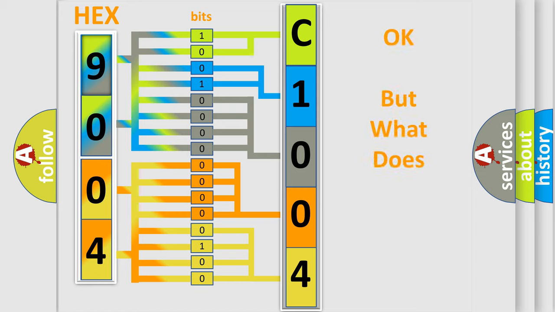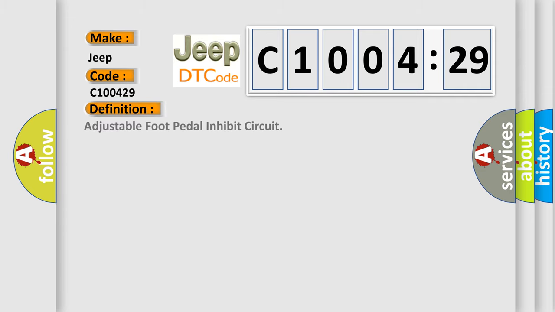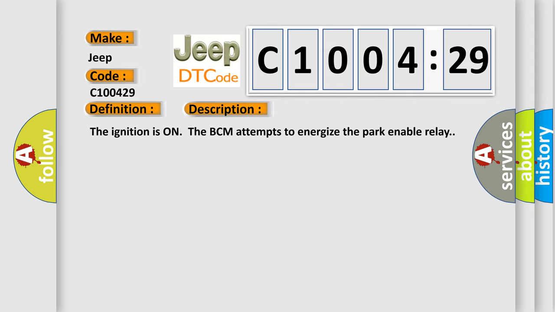The number itself does not make sense to us if we cannot assign information to what it actually expresses. So, what does the Diagnostic Trouble Code C1004-29 mean specifically for Jeep manufacturers? The basic definition is adjustable foot pedal inhibit circuit. And now this is a short description of this DTC code. The ignition is on, the BCM attempts to energize the park enable relay.